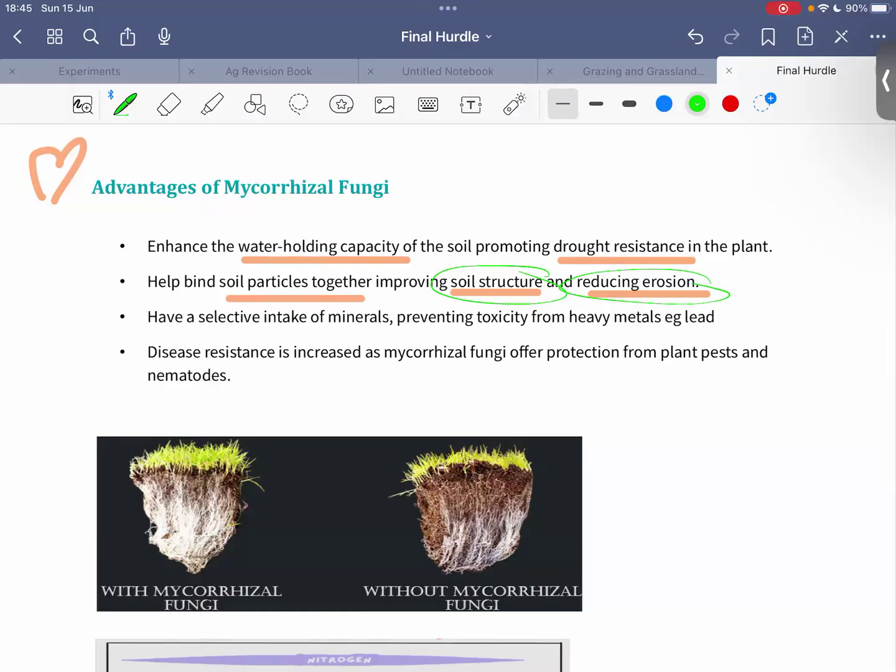Improves structure, you could say improves flocculation, improves soil structure, and reduces erosion. There's 3 points from the 1 point.